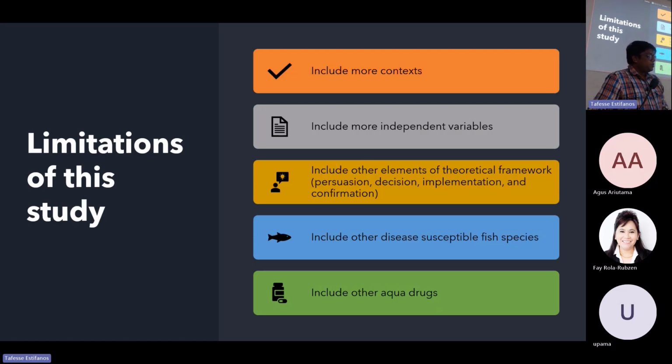I could include other disease-susceptible fish species like koi, or other catfish along with Pangas, and I could include other aqua drugs along with only antibiotics and gas reducers. There are many types of aqua drugs used in our country, but I only selected these two. So these are the major limitations of my study.